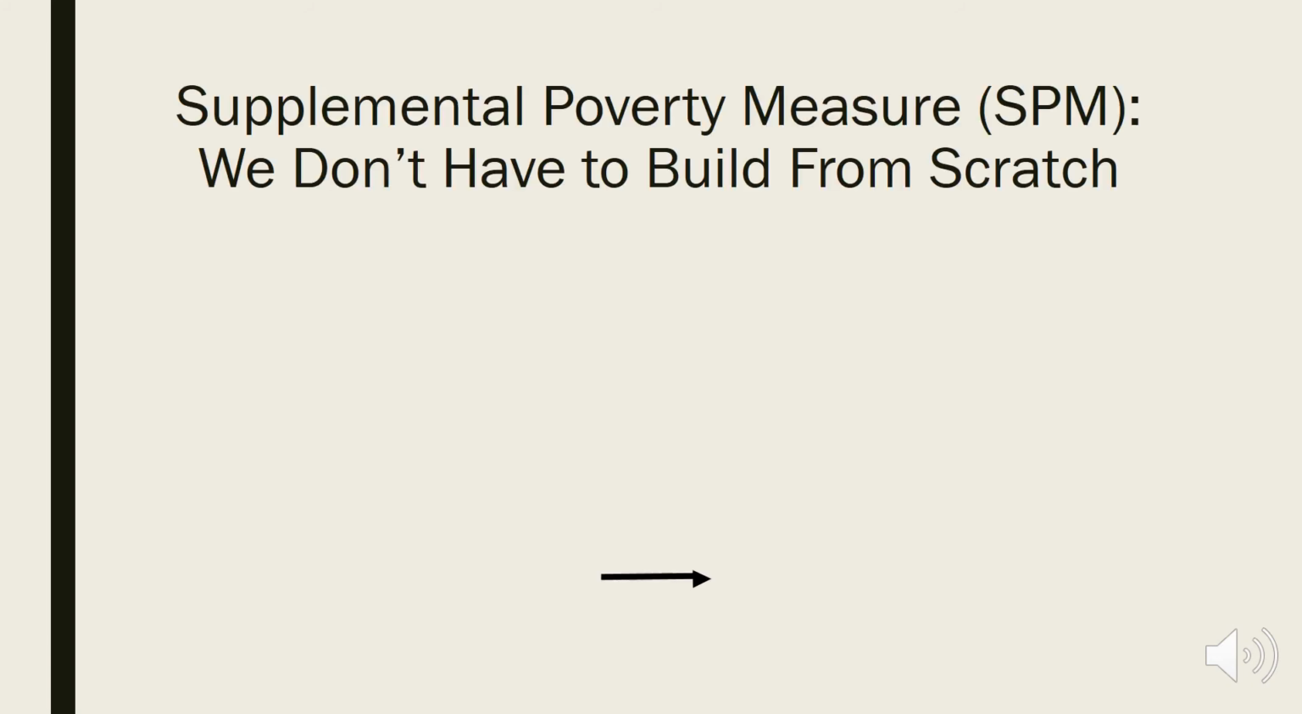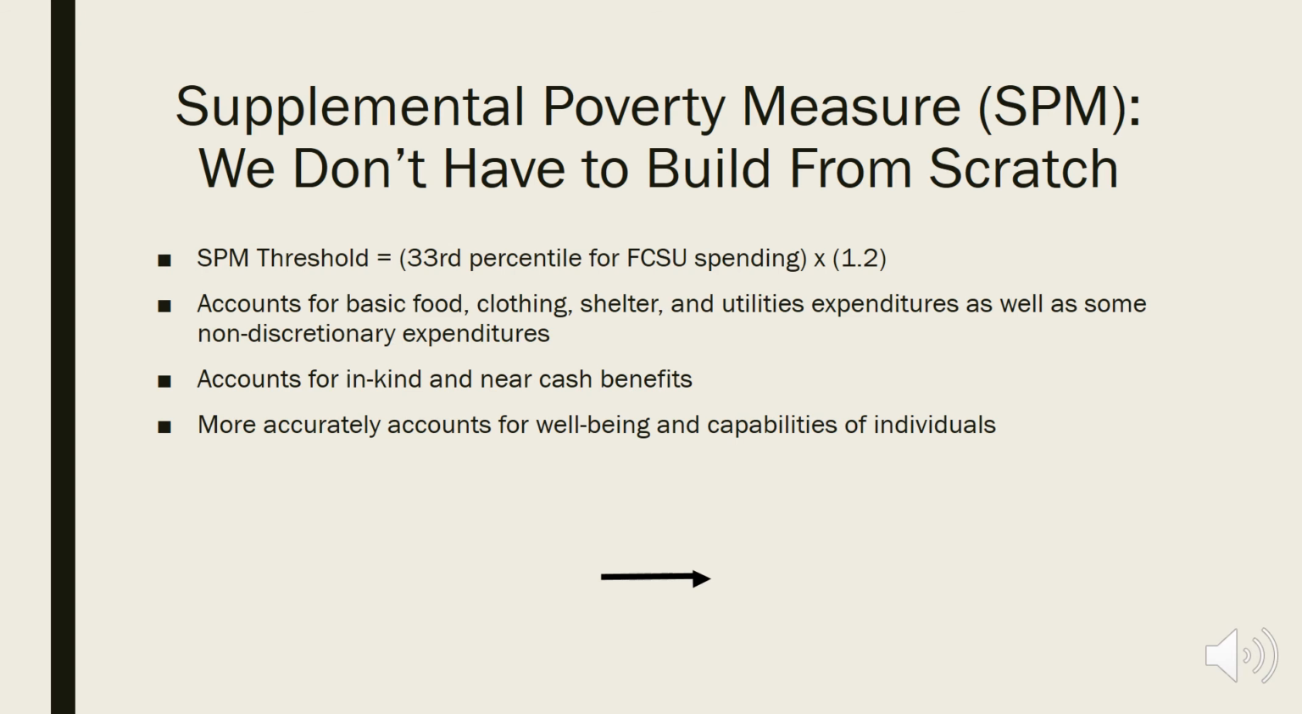As it turns out, we aren't as far away from an accurate measure as it seems. The supplemental poverty measure is on the right track, and we don't need to start from scratch. The SPM is set by calculating the 33rd percentile of FCSU spending on food, clothing, shelter, and utilities. This spending value is then multiplied by 1.2. This extra 20% accounts for non-discretionary expenses, such as a medical emergency.